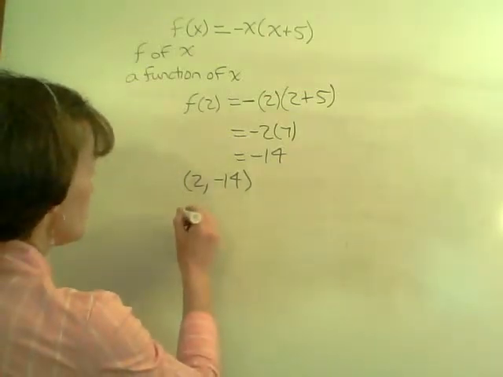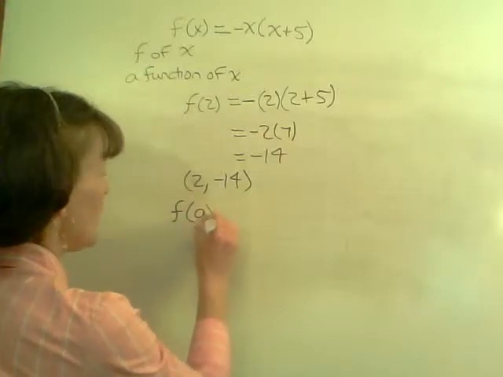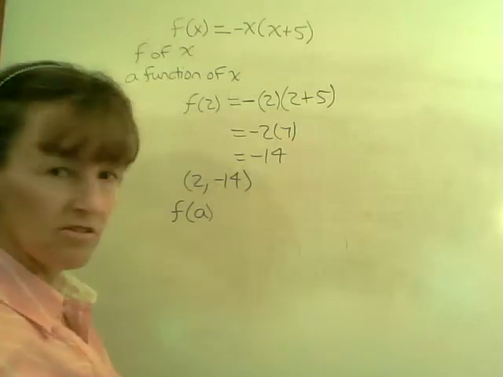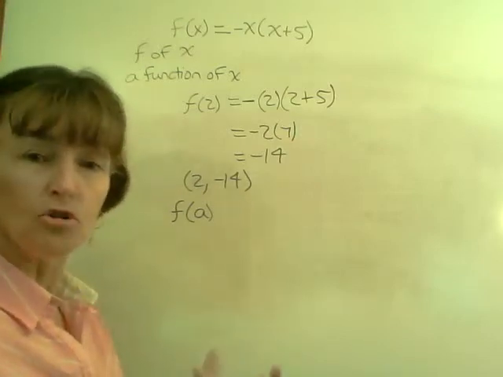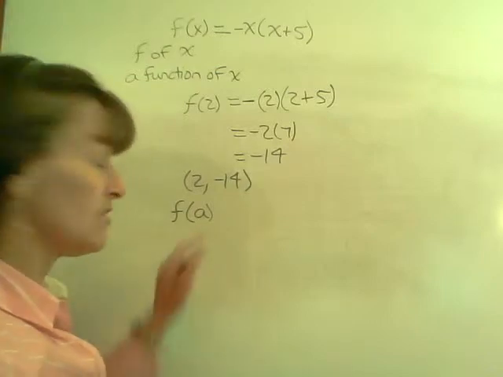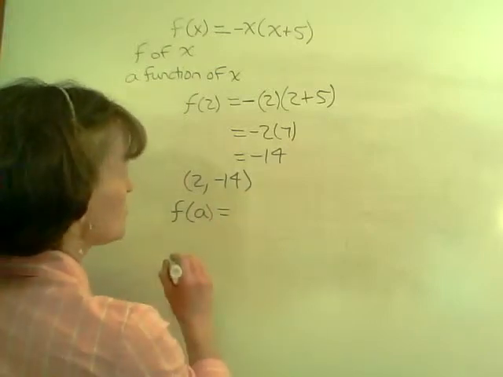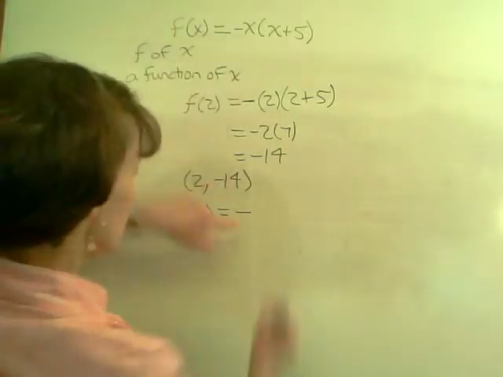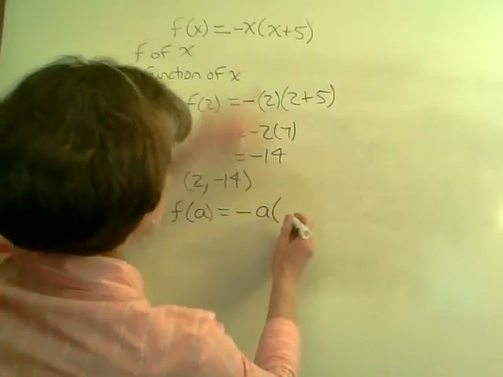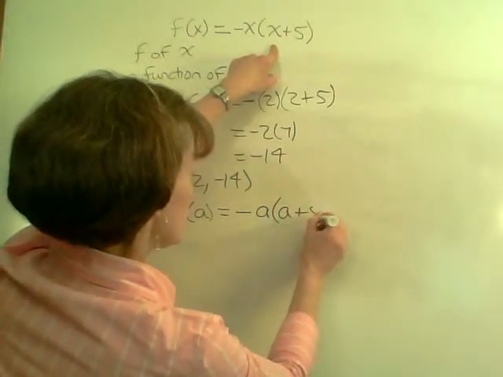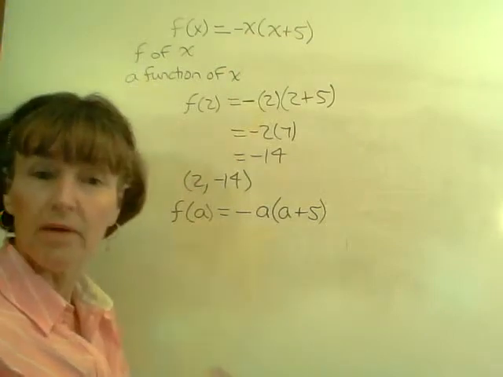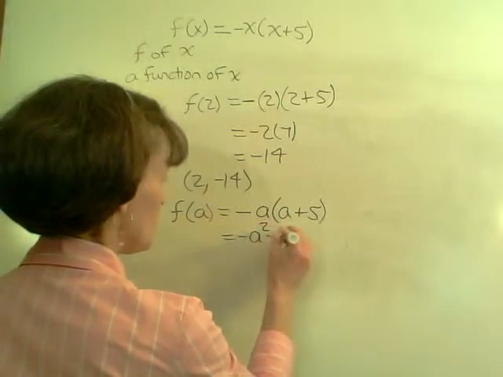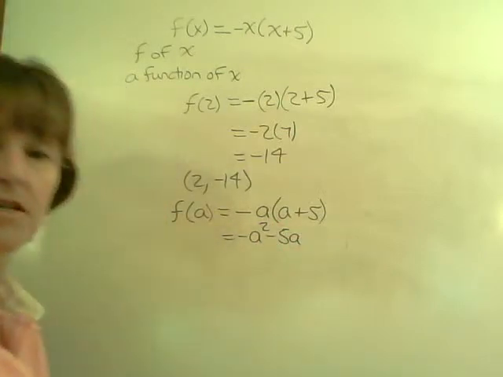All right, well, let's suppose we want to find f of a. A is not a number, but that's okay. You can put anything in these parentheses. You can put your name in those parentheses. And all you're going to do is replace x with whatever is in the parentheses. So f of a is going to be negative. Remember, I write everything else exactly as it is. So it's negative, and then I put a in for x. And then in the parentheses, I have a plus 5. We can simplify this, by the way. You can say it's negative a squared minus 5a if you want to, okay?